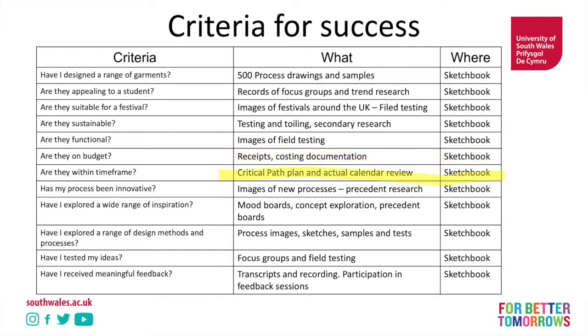Are they within time frames? Yes, of course. Here's my critical path plan, and based on that critical path plan, an actual calendar review. So my critical path plan is where I project, here's how long it's going to take me to do something. And then every day or every week, I review my calendar and work out actually how long it really took to do something. You'll be surprised by the differences. Where would that information be? I'm not sure. Oh, sketchbook.